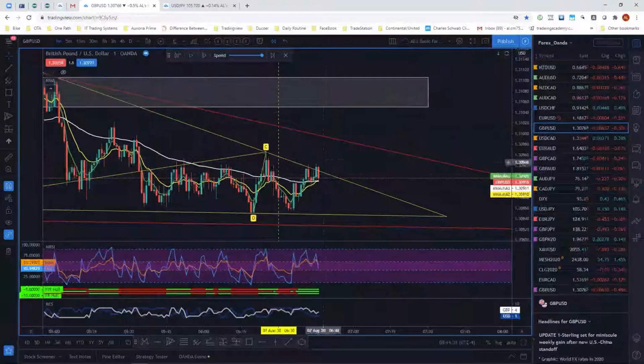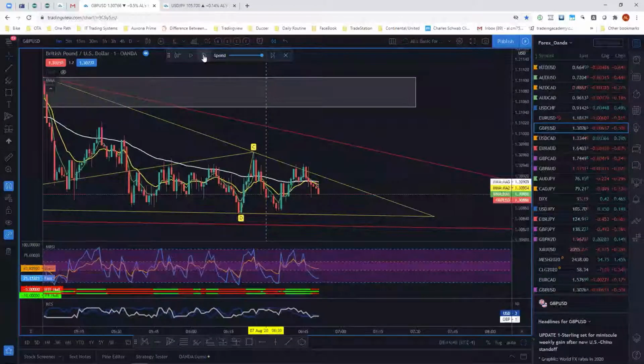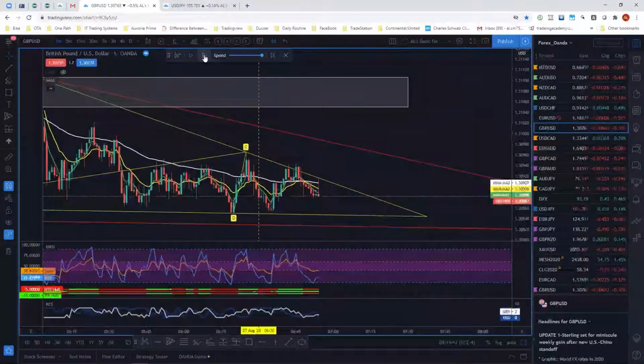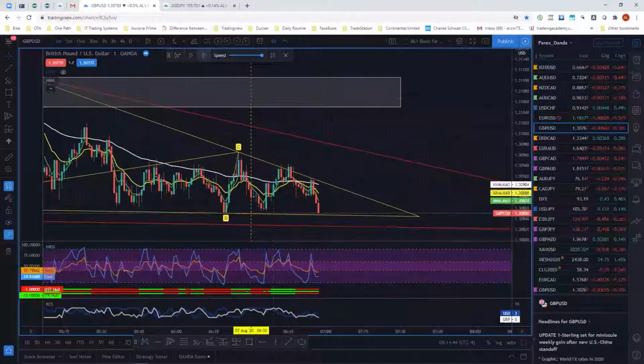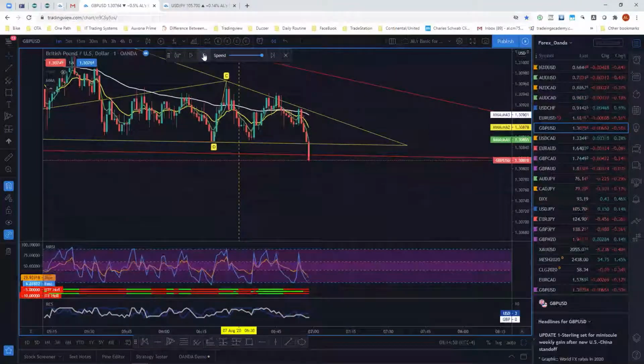Okay, it broke it, but it still went right back into the wedge. It didn't respect it very well. It's coming back down. Now it's right at the wedge, it closed right at it. We did have a nice rejection up here. And so we can keep on going, and you're looking for that candle to close. And at that point, it's closed well below, and it's a strong candle.